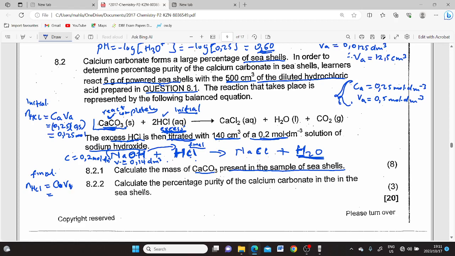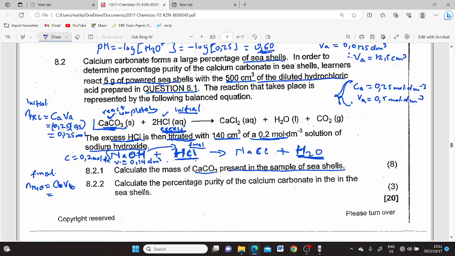For the base, why base? Because the HCl was in excess, so we titrate it with NaOH. The NaOH will tell us how much of the acid, how many moles of the acid, remained. So that's why we need to get the number of moles of NaOH used to neutralize the HCl.